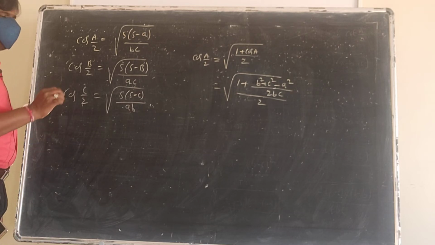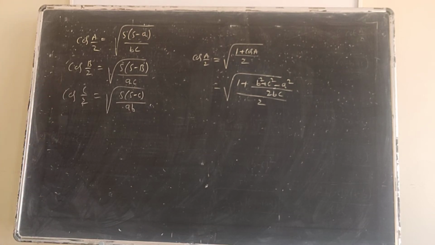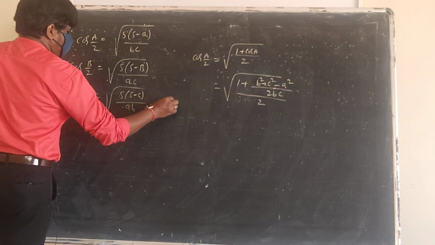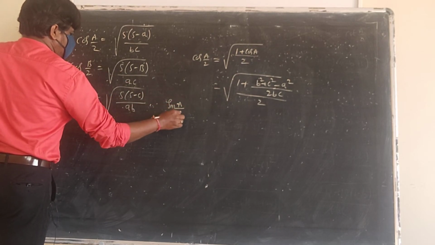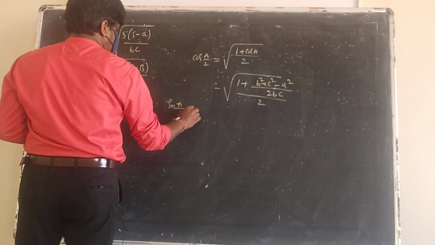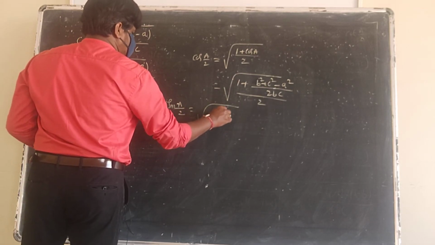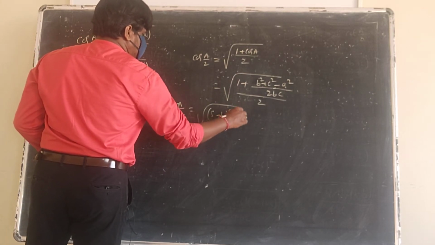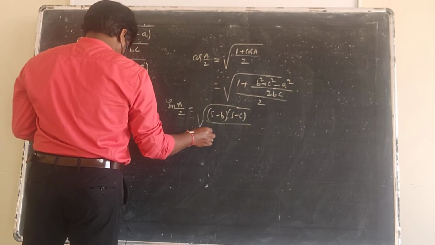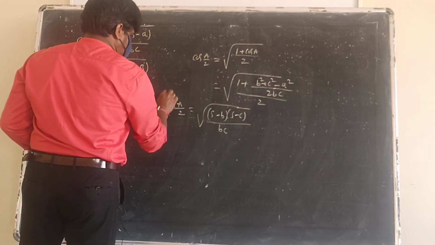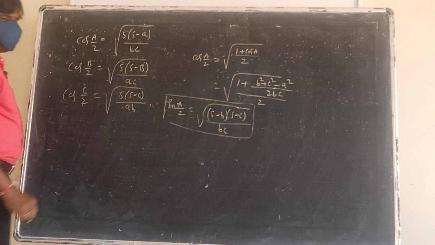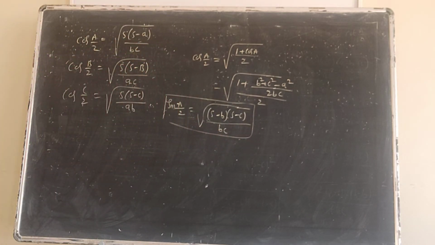Next is tan. We have tan related formulas, tan A by 2. So what is the sin A by 2 formula? The half angle sin A by 2 formula is the square root of S minus B into S minus C divided by BC. So the sin half angle formula is this, S minus B into S minus C upon BC. The cos half angle is this. Likewise, then we can find the tan half angle.